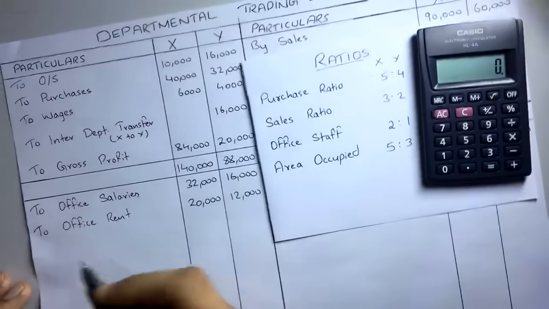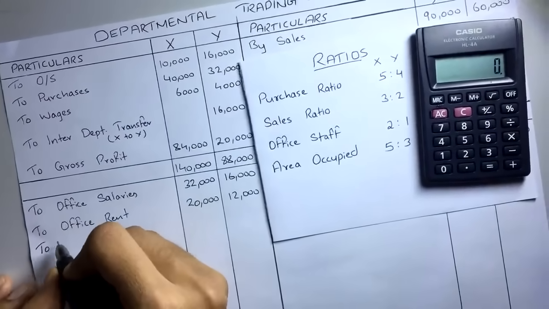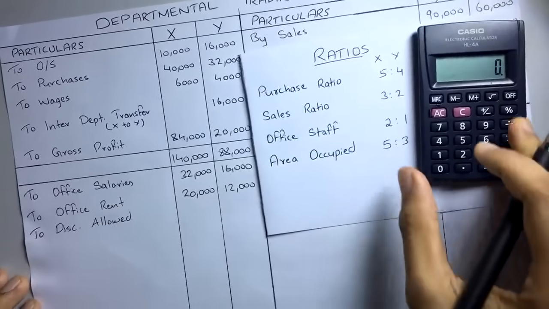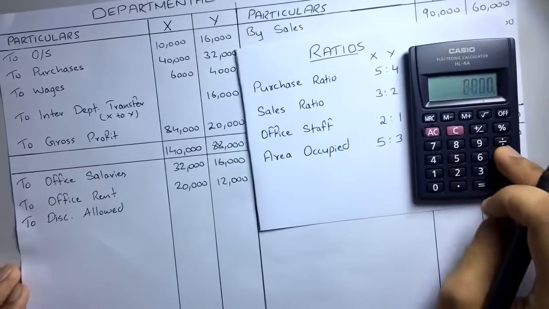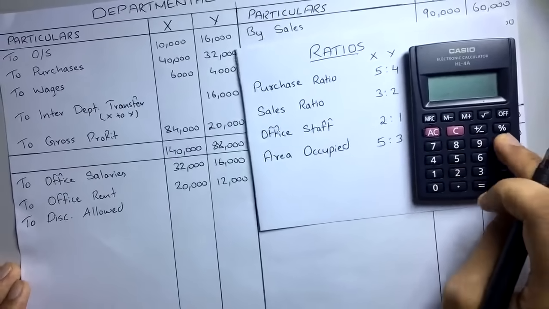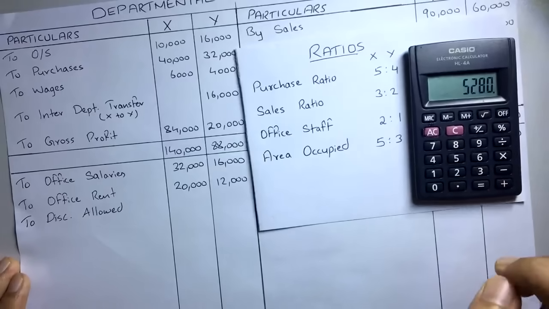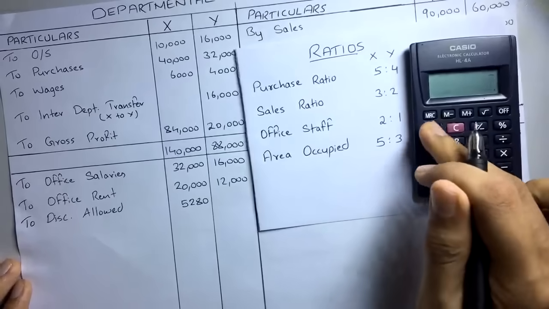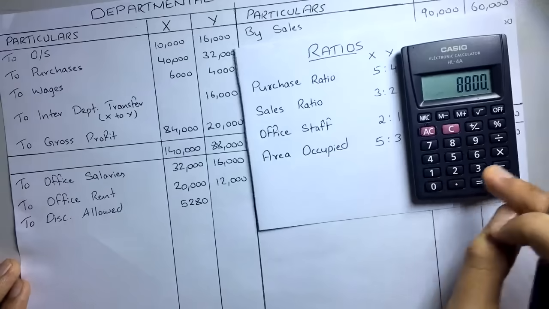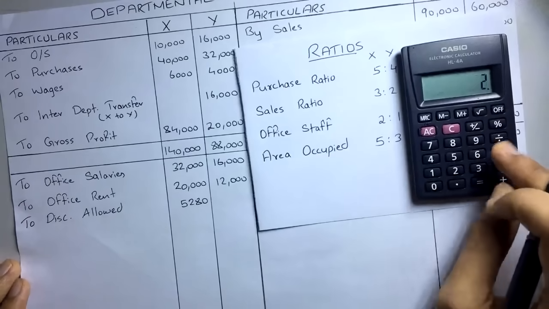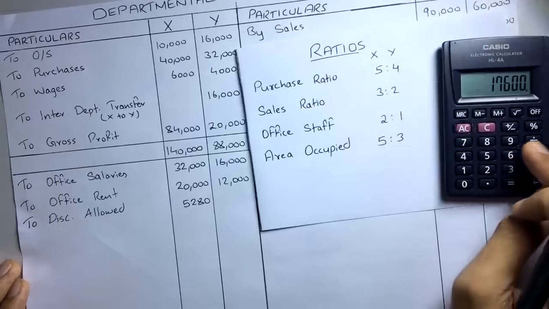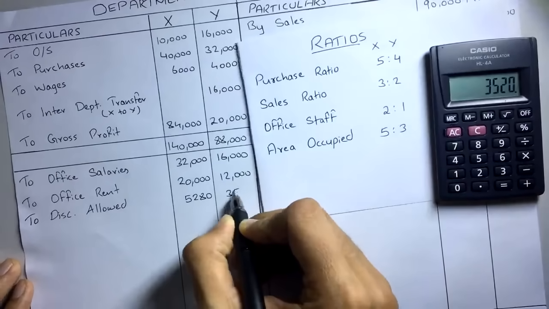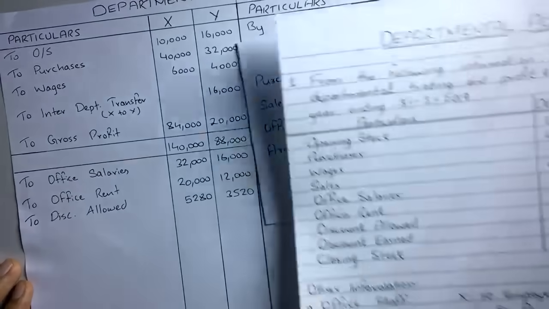Okay, so discount allowed is an expense, so it will come over here on the debit side. Discount allowed 8,800, right? 8,800 into 3 divided by 5, that is equal to 5,280. So the discount allowed of X department is 5,280, and of Y department, 8,800 into 2 divided by 5, that is equal to 3,520. Next we have discount earned.